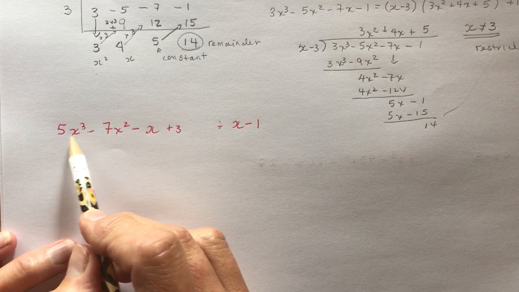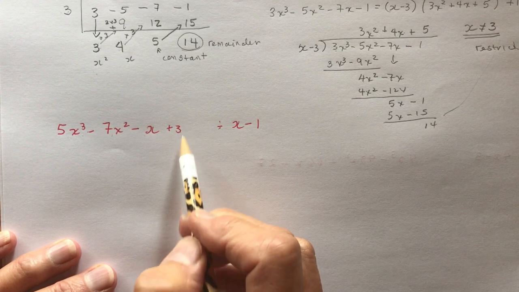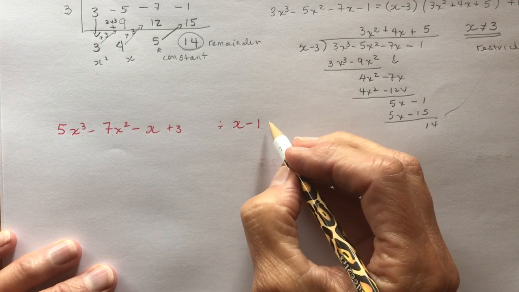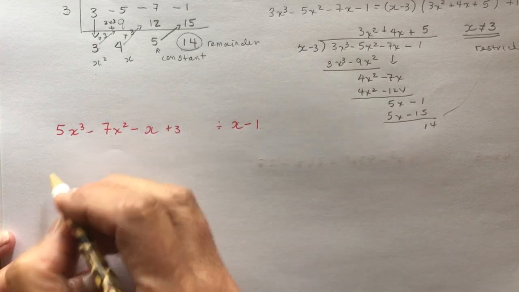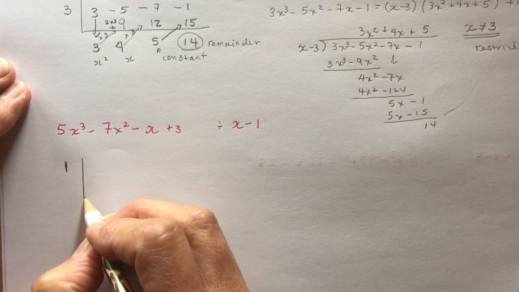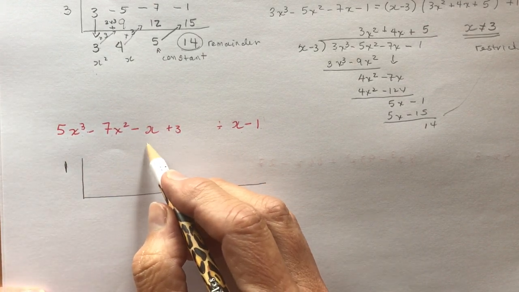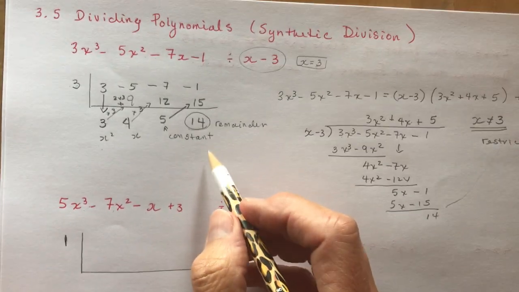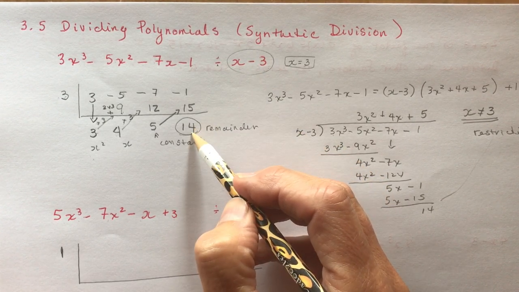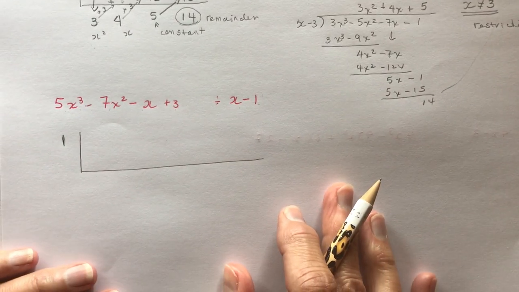Okay, so this one, 5x cubed minus 7x squared minus x plus 3. So I check, I have x to the 3, 2, 1, and 0. And here I'm dividing by x minus 1. So that means the zero, if this was a factor, would be x equals 1. And I'm going to write that here. Now, if you think about it, if x minus 1 is a factor, then this should divide perfectly into this. There should be no remainder. So in this example up here, x minus 3 cannot be a factor because there is a remainder. So that's going to be important when you're trying to factor your cubic and quartic functions.